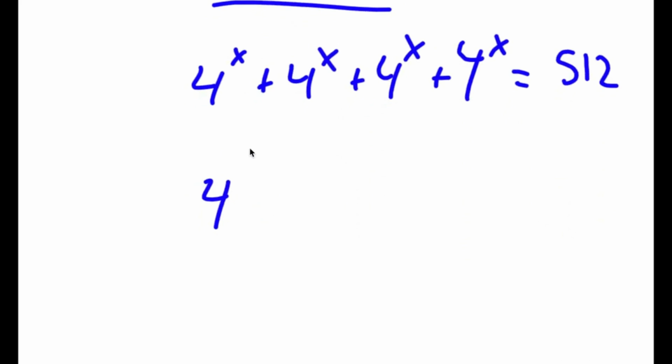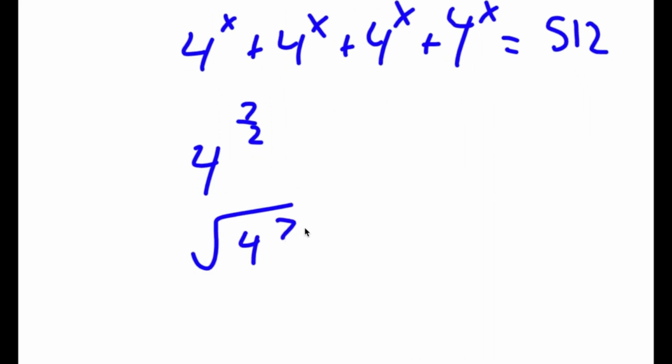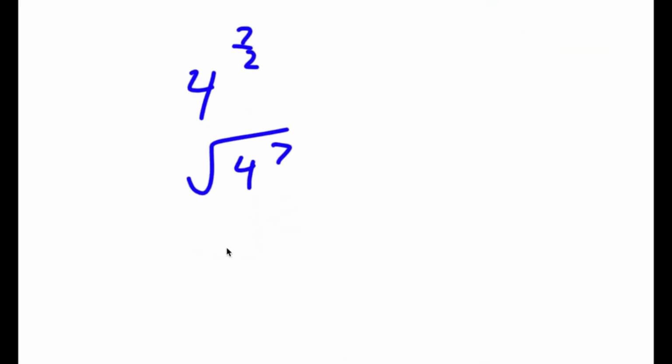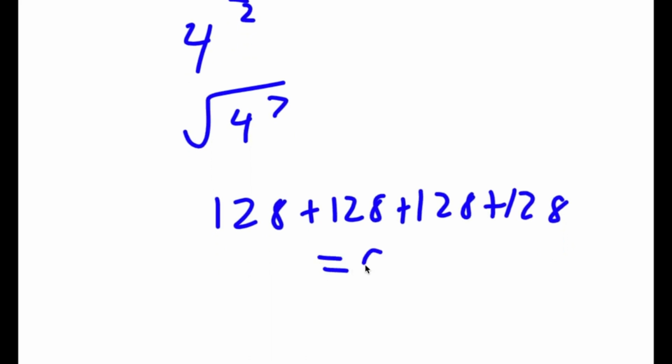So 4 to the power of 7 over 2, this is the square root of 4 to the power of 7. So if I plug this into a calculator, I get that the square root of 4 to the power of 7 is 128. So I have 128 plus 128 plus 128 plus 128, which is equal to 512. So this is right.